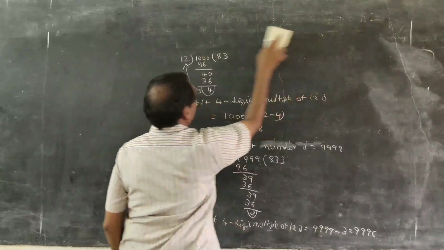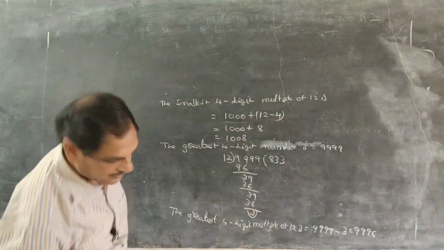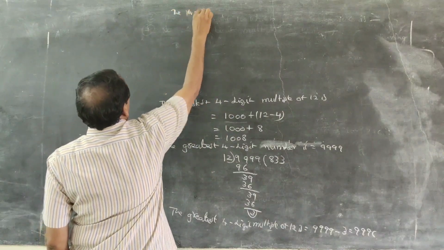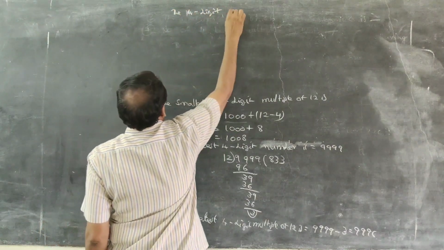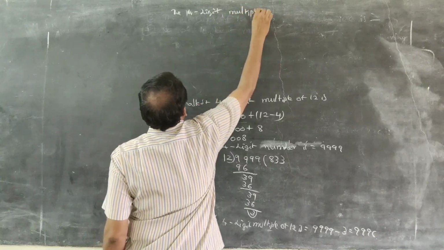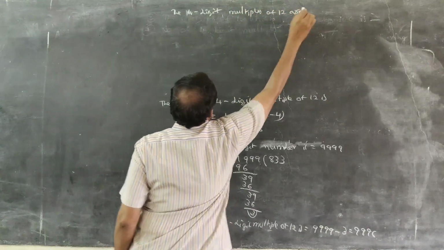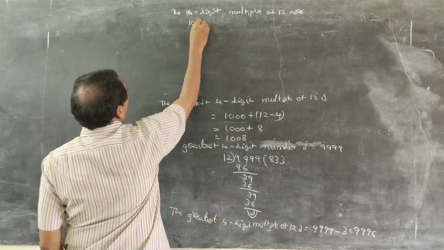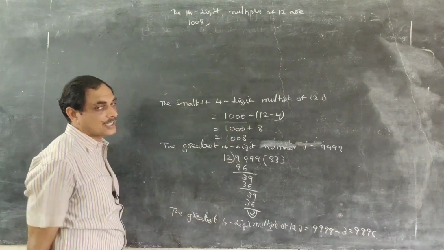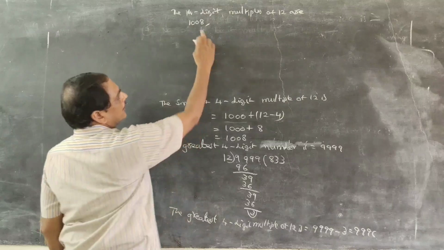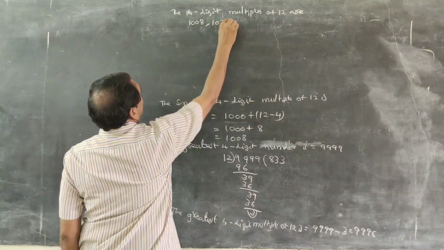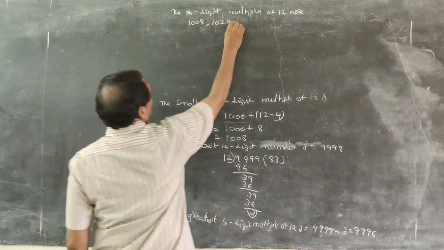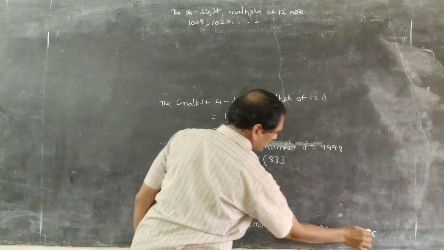So multiples of 12. The 4-digit multiples of 12: the smallest 4-digit multiple of 12 is 1000... so 1008. What is the next multiple of 12? We add 12 to this number, we get the next multiple of 12, and so on. And finally, the greatest 4-digit multiple of 12 is 9996.